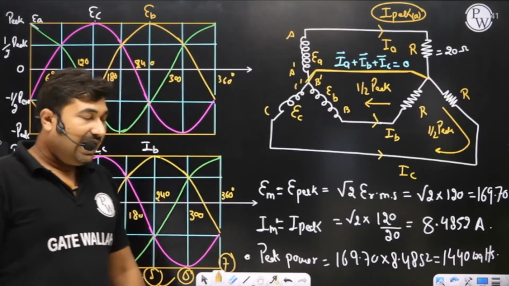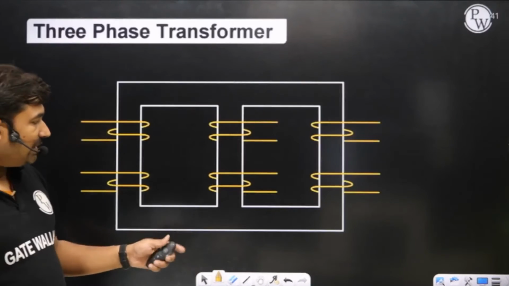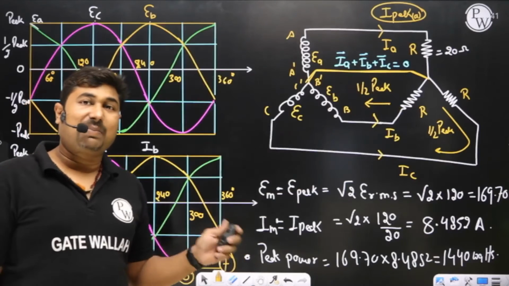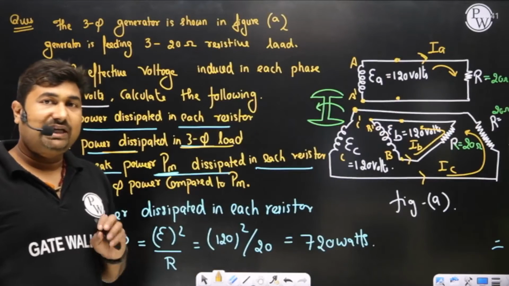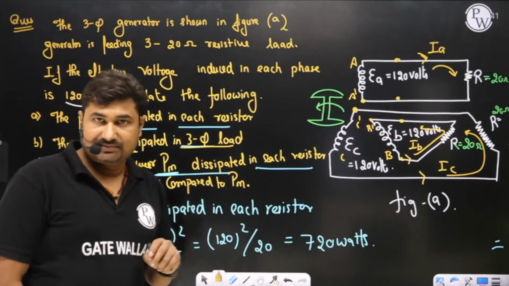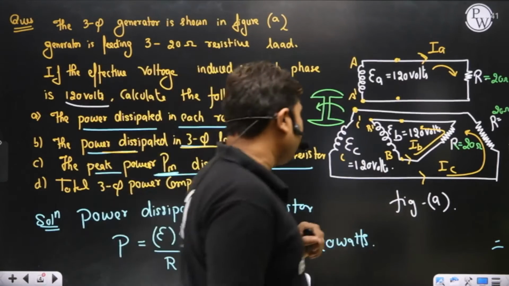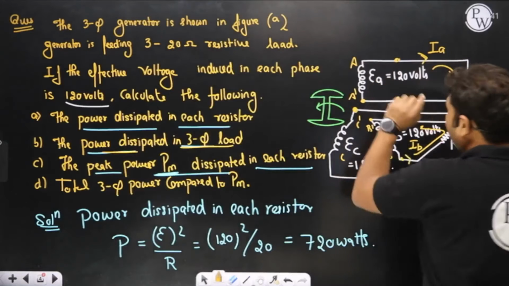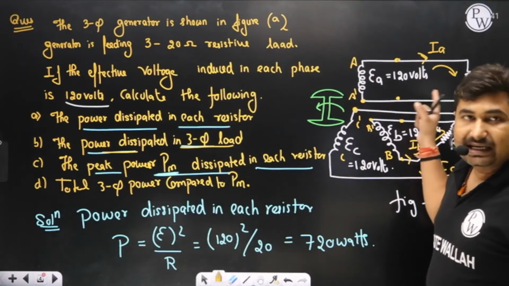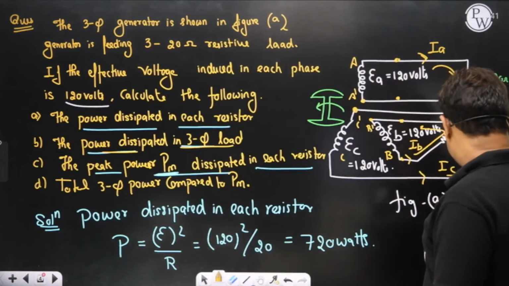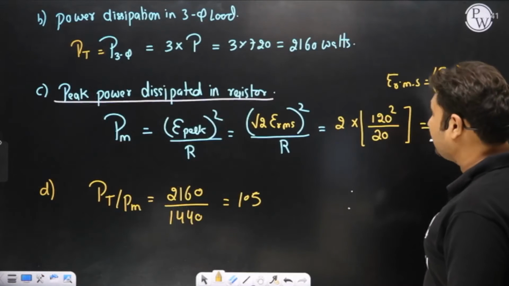And what is the peak power? Let's conclude with the power. If we have only a one-phase system, then what is the power? Let's talk about the one-phase system. Consider AA dash connected with R.